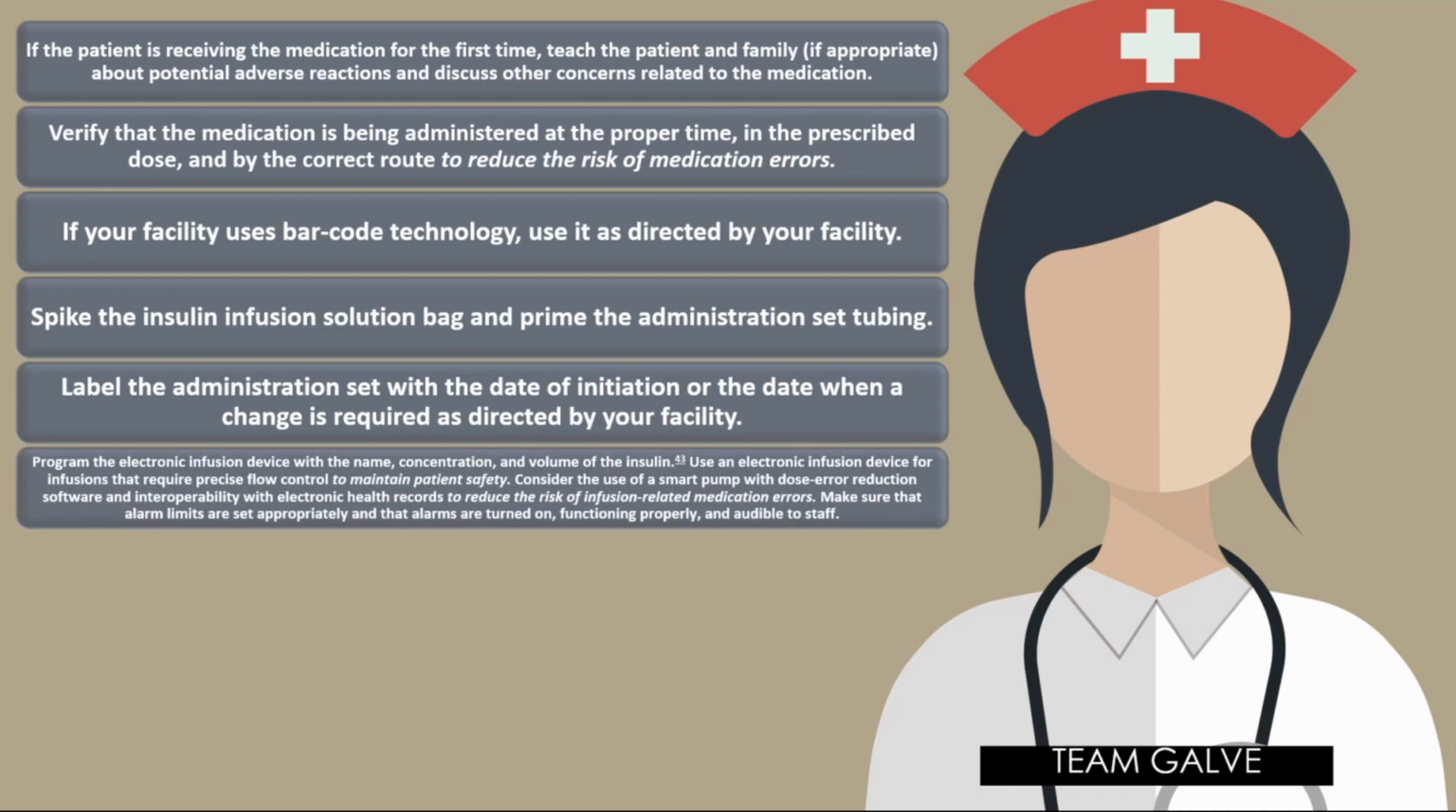Use an electronic infusion device for infusion that requires precise flow control to maintain patient safety. Consider the use of a smart pump with dose error reduction software and interoperability with electronic health records to reduce the risk of infusion-related medication errors. Make sure that alarm limits are set appropriately and that the alarms are turned on, functioning properly, and audible to staff.